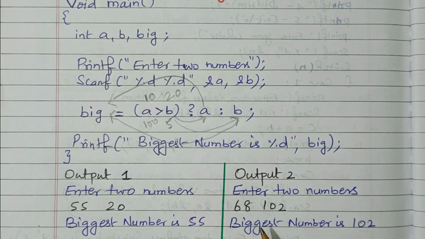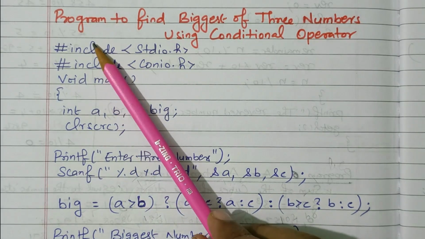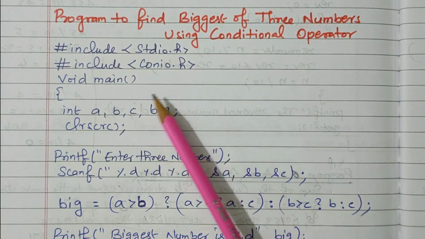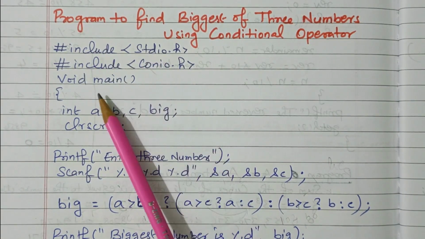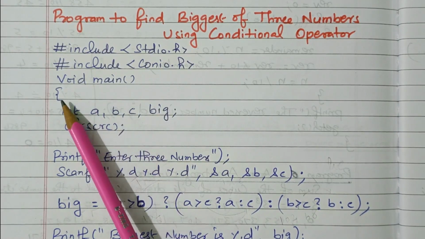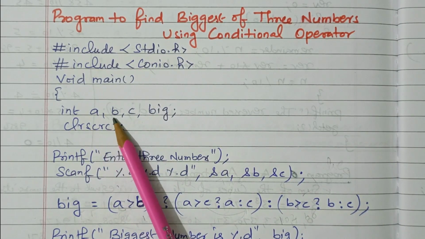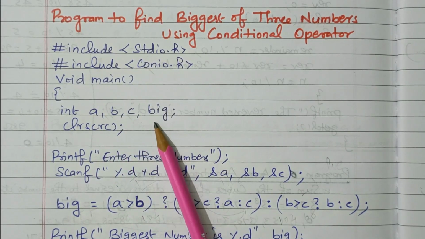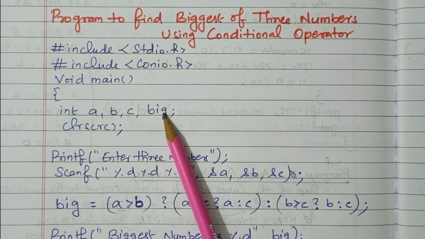Now we'll go to another example program: biggest of three numbers using the conditional operator. First we include the header files stdio.h and conio.h. After that we open the main program, void main, and open the braces. int a, b, c are the three numbers. In that we need to find the biggest number, and that biggest number is stored in the variable big.